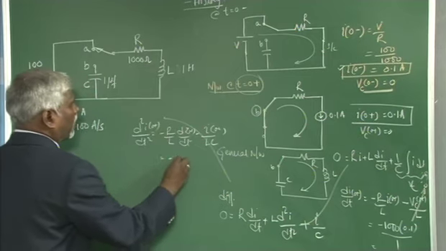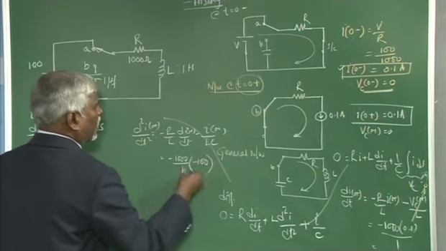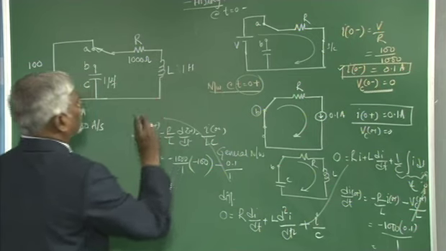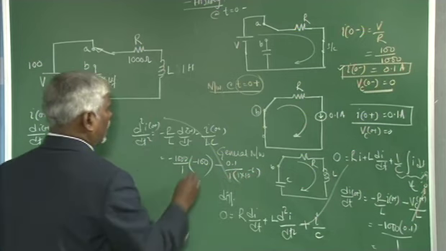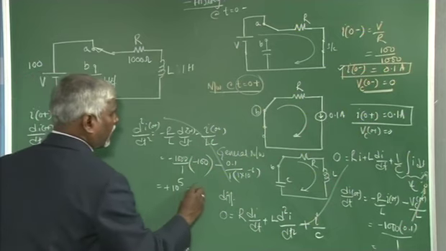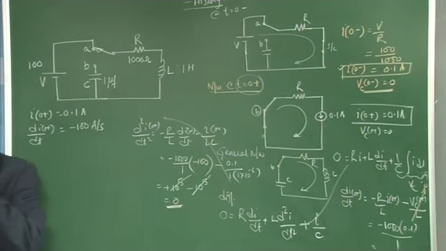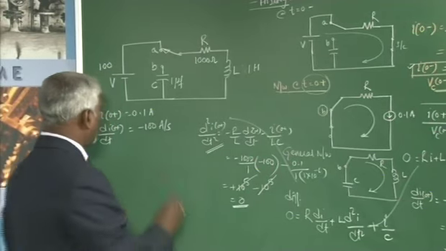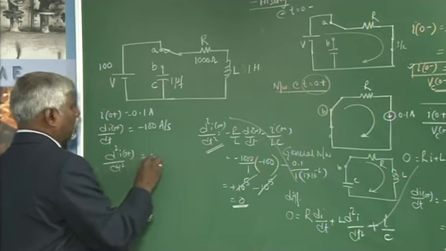just substitute the values, minus 1000 divided by 1, di by dt at 0 plus is minus 100 amps per second, minus I at 0 plus is 0.1, L is 1, C is 1 microfarad, 1 into 10 to the power of minus 6. If you just see, this will be plus 10 to the power of 5, this will be minus 10 to the power of 5, finally this results with a 0 value. So, the second derivative, the slope at which the current changes, is 0. This indicates d squared I by dt squared at 0 plus is 0.